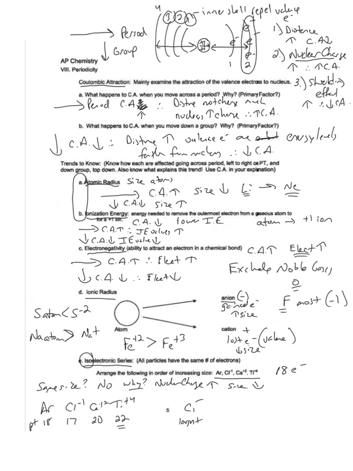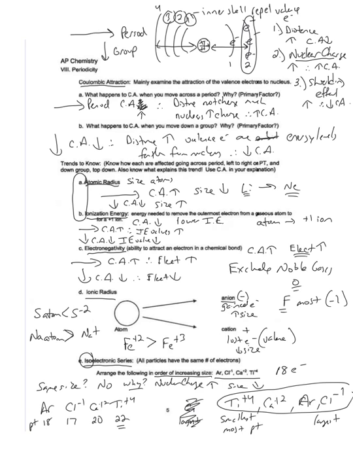Oops, and it says order of increasing size. My fault. So the smallest will be the one with the most protons. So titanium would be the smallest, then would come calcium, then argon, and then chloride. That would be the order of going from the smallest to the largest.